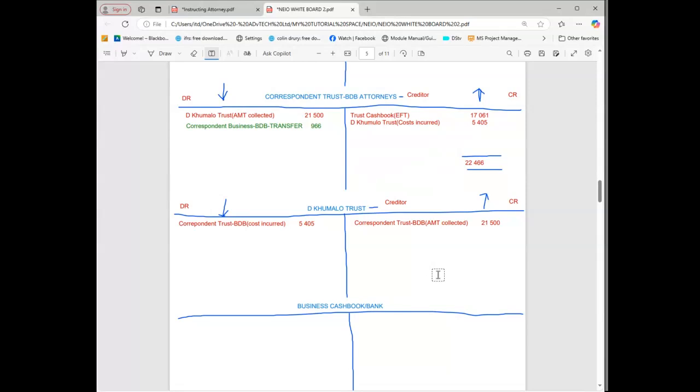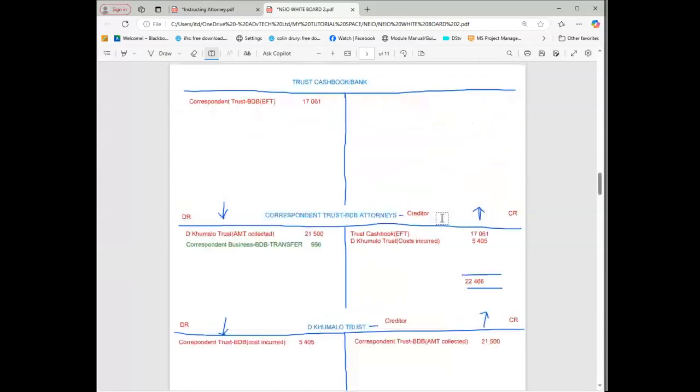Now we need to transfer the money to our account. From trust, we have to go to our business cash book. Which side? Okay, so we go to the trust cash book now. Sorry, Sylvester, you cut off there again. So you say I must come to the trust cash book, ne? Yes, we need to take the money from the correspondent trust account to the trust cash book, and then we need to transfer to our business account.